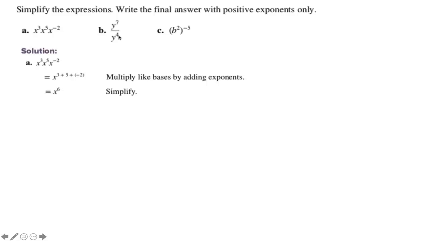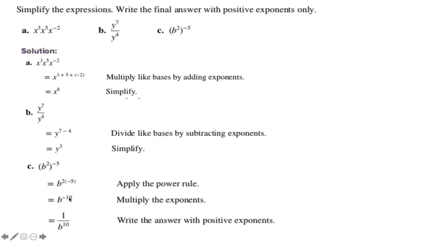When we divide, we subtract the exponent. 7 minus 4 is 3. And when we raise a power to another power, you multiply the exponent. 2 times the negative 5 is negative 10. So this is negative 10. We usually want the exponent to be positive. So again, to make this positive, we flip. If it's at the bottom, we put it on top. If it's at the top, we put it at the bottom.